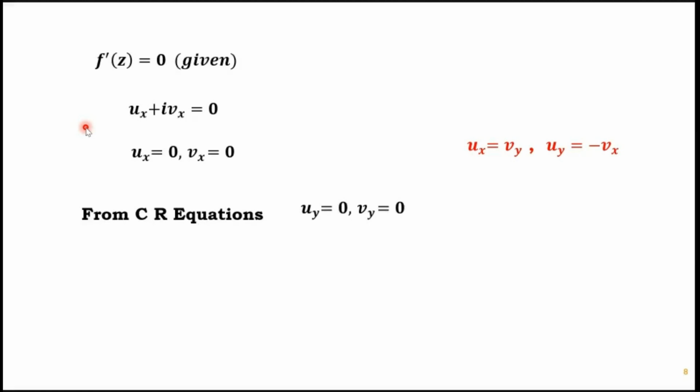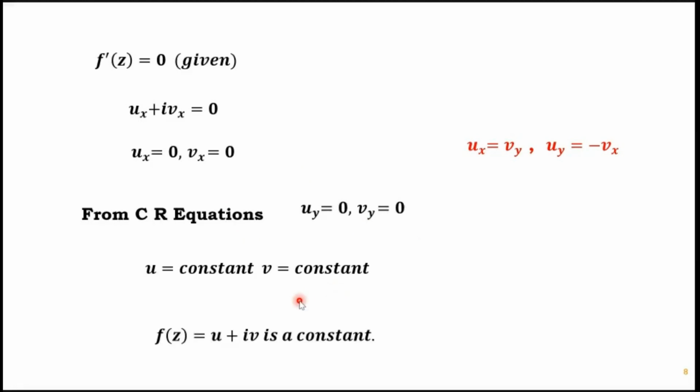तो when ux is 0, uy is 0, मतलब derivative with respect to x is 0, derivative is 0. So the function has to be equal to a constant. Similarly, vx 0, vy 0, v is equal to constant. But we know that f of z is equal to u plus iv. Therefore, u is constant, v is constant. So f of z will also be a constant function. ठीक है, clear this part?